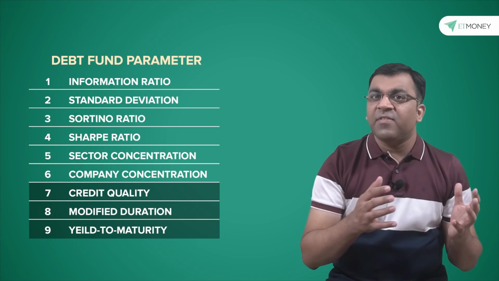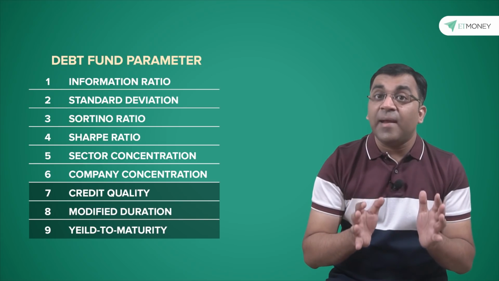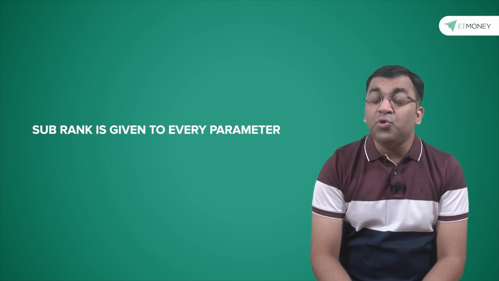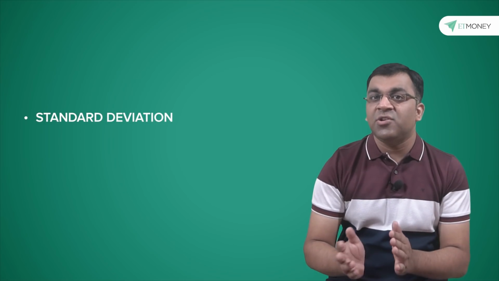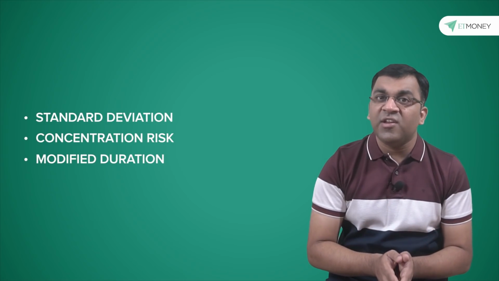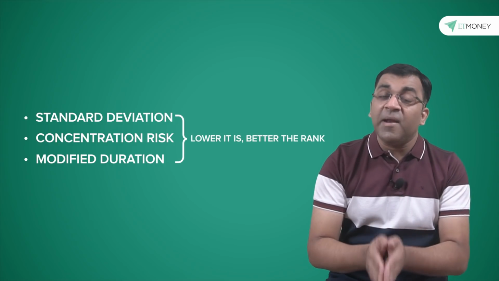Alright, now that we have the parameters and weights, it's time to rank the schemes. The ranking process is initiated by giving a sub-rank of 1, 2, 3, 4, or 5 for each parameter, with 5 being the highest and 1 being the lowest. So for a parameter like returns, higher the returns, the better will be the rank. And for something like standard deviation, concentration risk, or modified duration, the lower it is, the better is the rank.